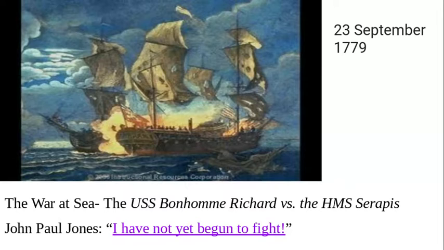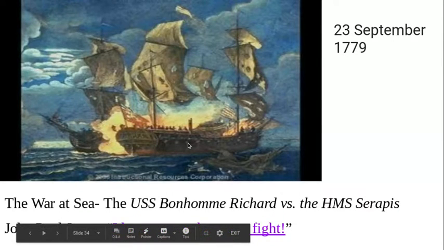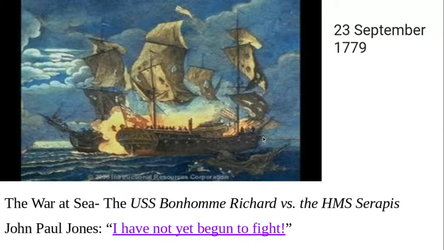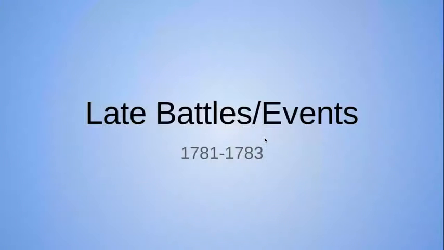What happens then when they're tied together is the Patriots jump off of the sinking Bonhomme Richard and take the fight to the British on the deck of their ship, hand-to-hand combat, and the Americans force the British to surrender. That British ship becomes an American ship, and the Bonhomme Richard makes its trip to the bottom of the sea, to Davy Jones's locker. So, huge naval victory for the Patriots in 1779.